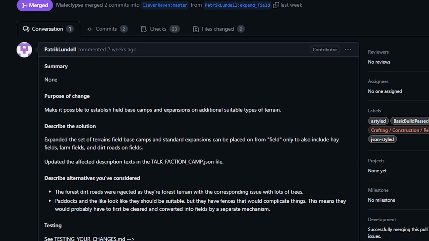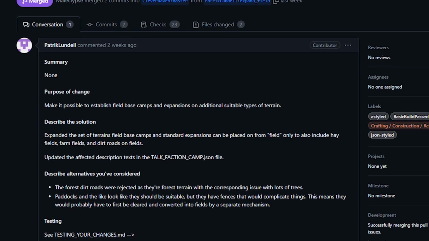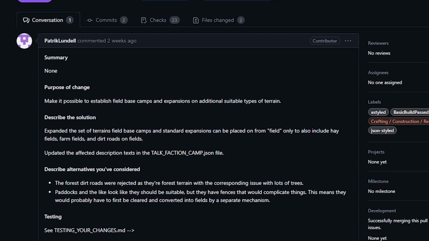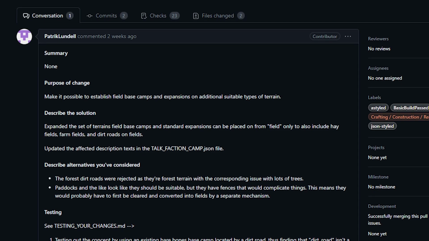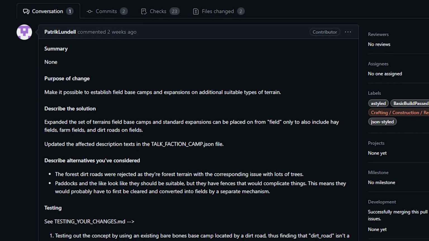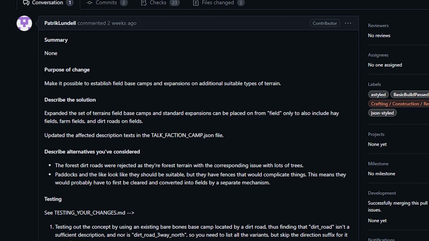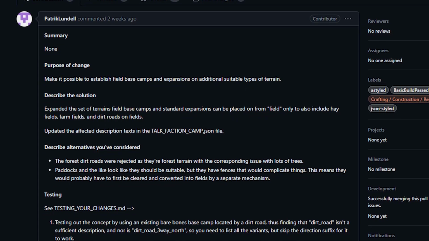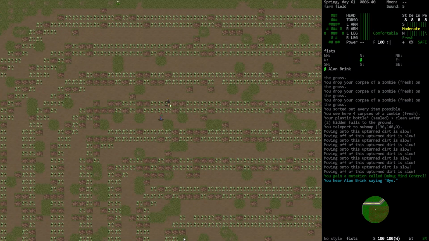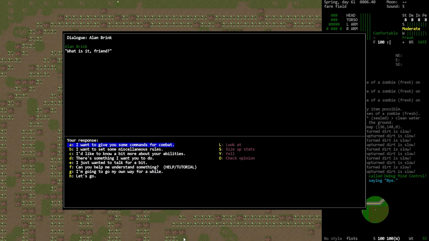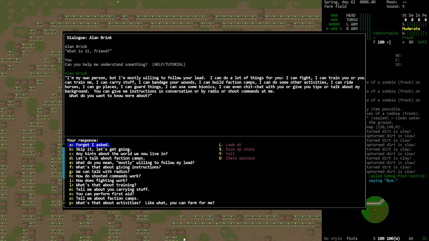So for example, in the PR, they said they think that paddocks might be a plausible location as well to use for expansions, but that it might be better to have some separate mechanism to allow players to first remove their fences and things like that, then have them be valid. However, that is something maybe possible in the future. It's not been done in this PR. Now, they do also point out that dirt roads in forest areas are not valid here because they do generate with a lot of trees, and in that way, they're not really suitable.